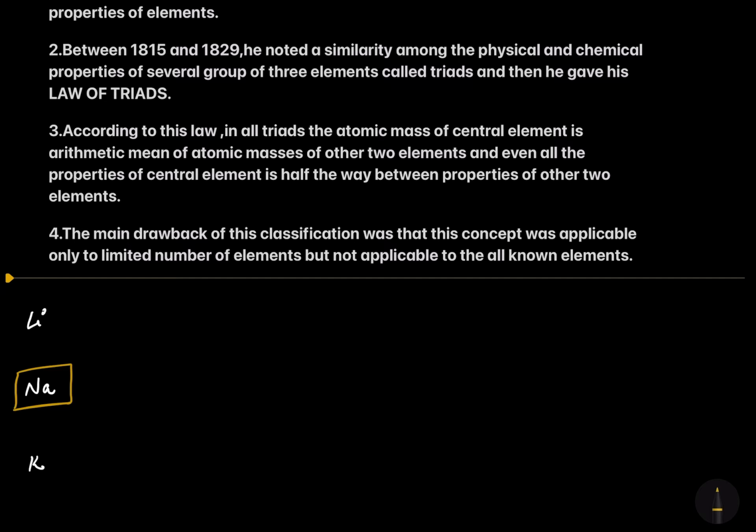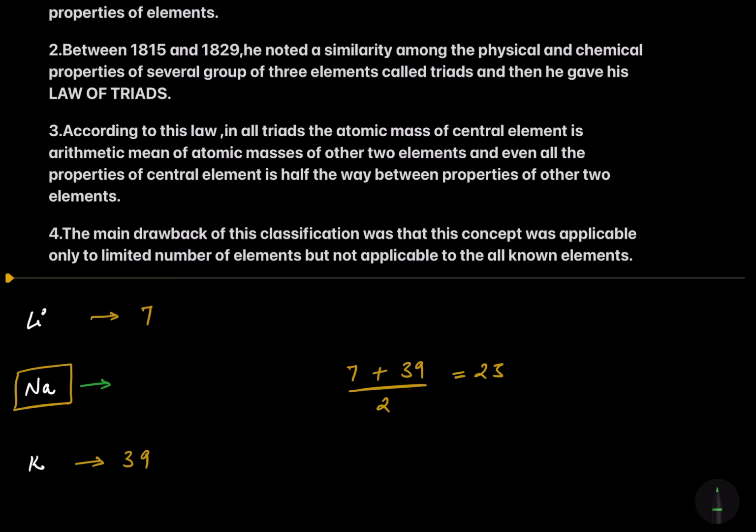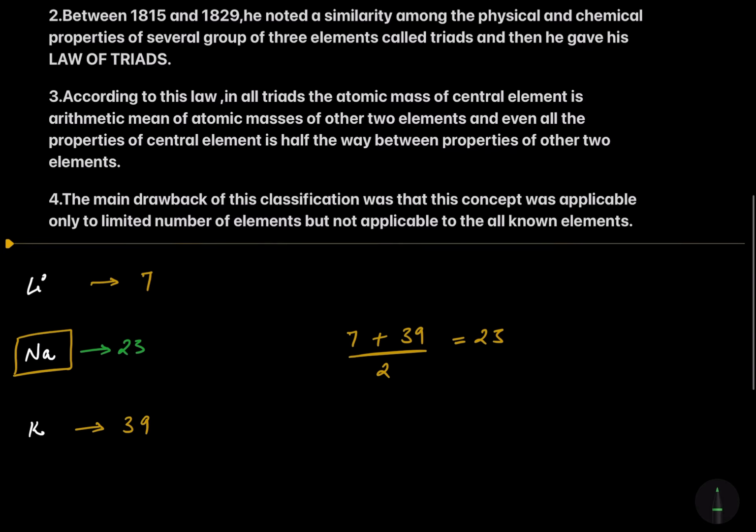What's the atomic mass of lithium? It's 7. What's the atomic mass of potassium? It's 39. So let us evaluate the arithmetic mean. It comes out to be 7 plus 39 divided by 2, which is 23. So it proves the third point: sodium has the mass of 23, which is the average of the atomic masses of lithium and potassium. So this was the first example of the triad.